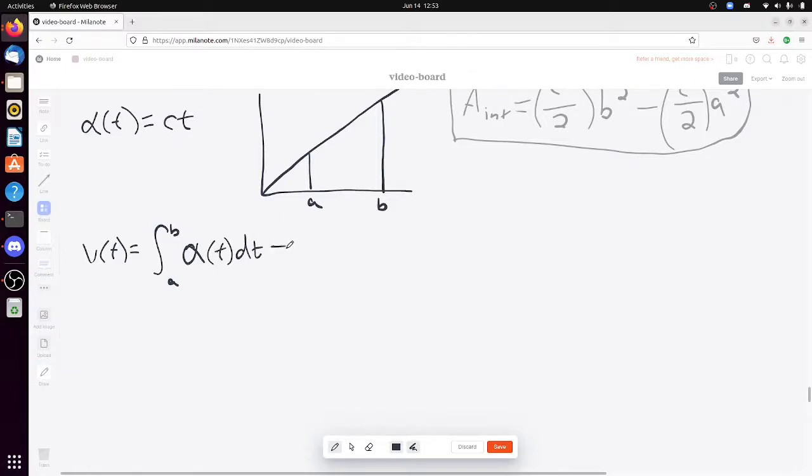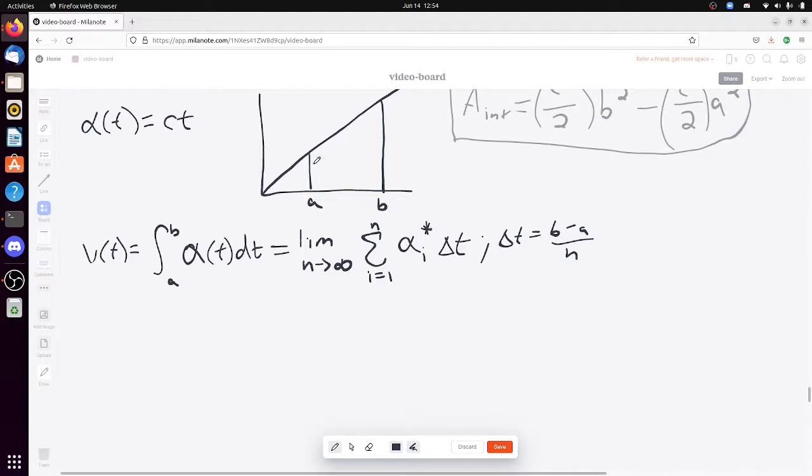and that is equal to the limit as n approaches infinity of the Riemann sum from i equals 1 to n of alpha of t_i star, which is just a sample point in the interval, we'll talk about in a second, times delta t. Obviously, delta t equals (b minus a) over n. So now the question that pops up is, how do we choose this sample point? That's always the hardest thing.